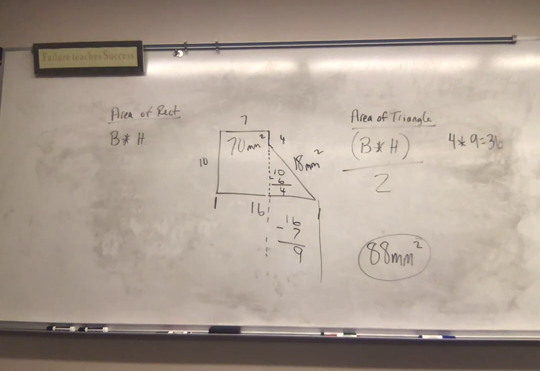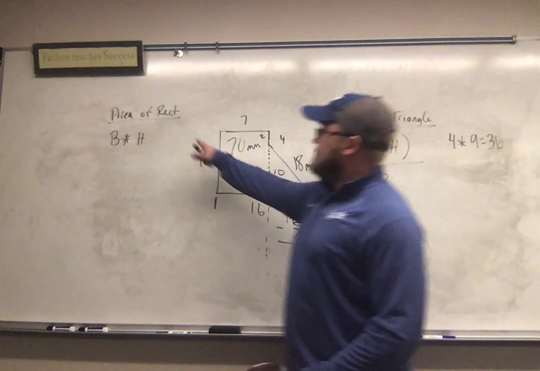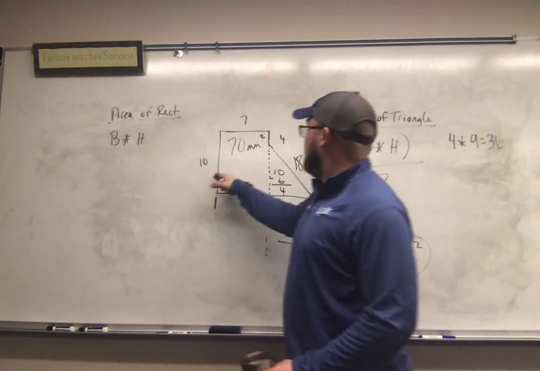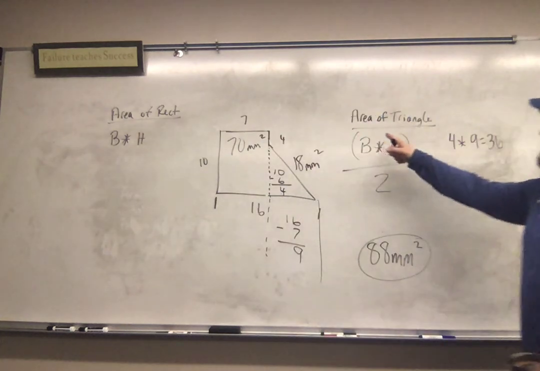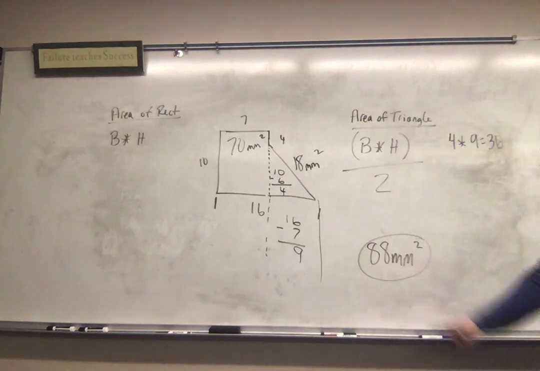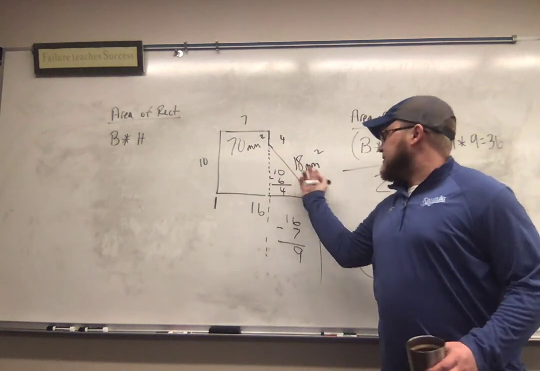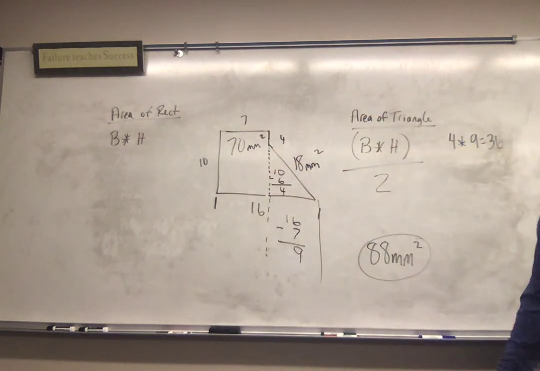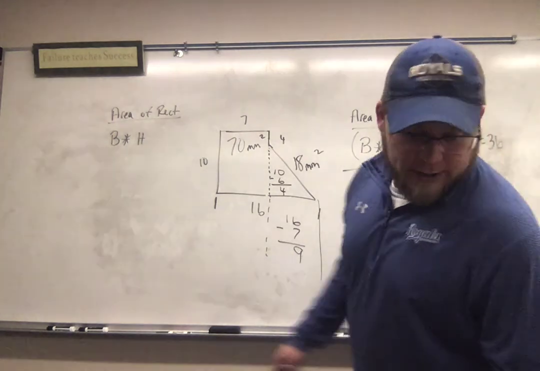So a complex figure, again, all we did was we broke it down into two shapes, a triangle and a rectangle, and you have to know the areas of the different shapes. Again, one more time here. Area of a rectangle is base times height. Area of a triangle is base times height, and then divide the whole thing by 2. And then what we do, we added these together, 18 and 70, and we got 88 millimeters squared. Okay? We'll go ahead and go to example 2.